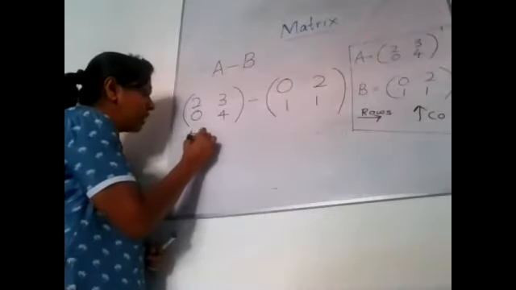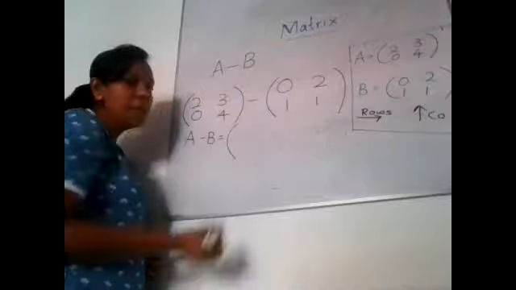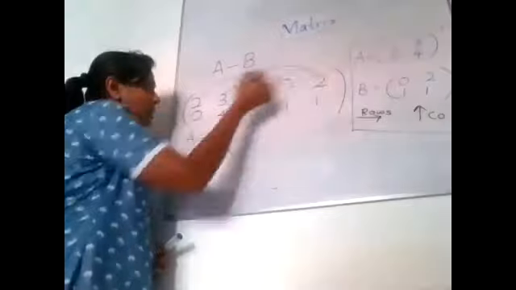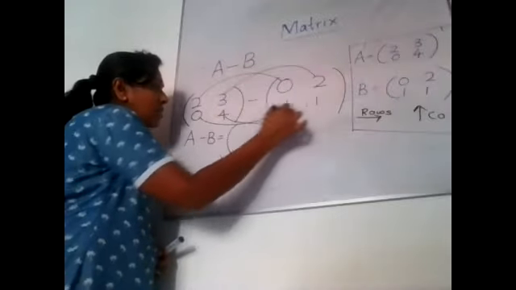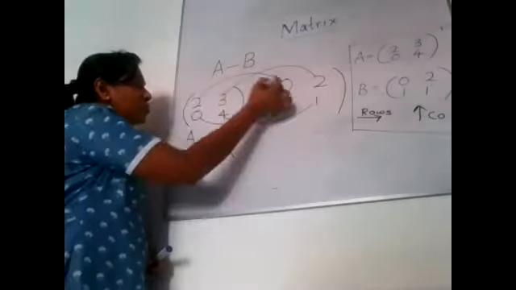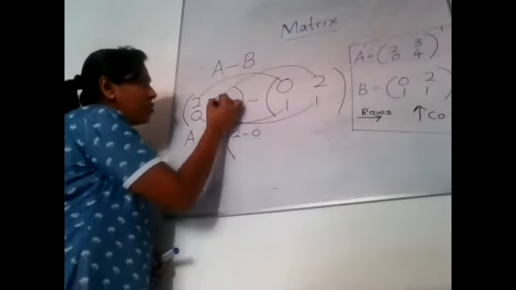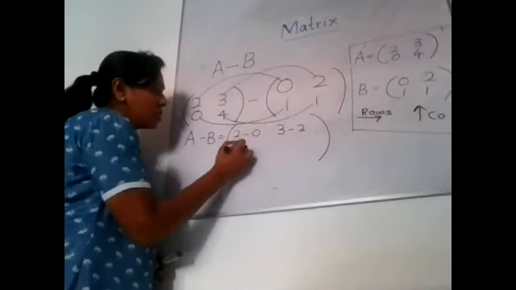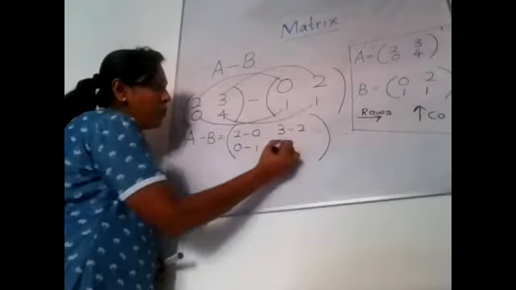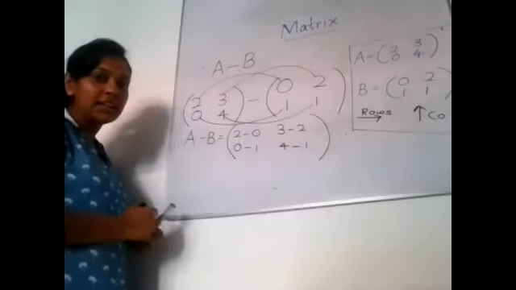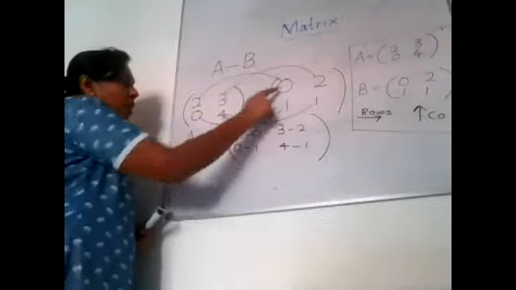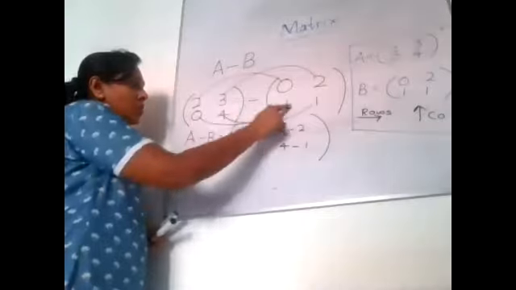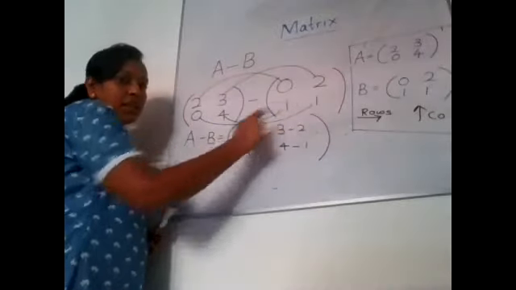Now I'm going to subtract A minus B, right? The similar way like the previous one, this number minus this, and this number minus this one by this, and this one by this, right? Okay. 2 minus 0, 3 minus 2, 0 minus 1, and 4 minus 1, right? I think it's clear. I will explain again. 2 minus 0, 3 minus 2, 0 minus 1, and 4 minus 1, right?